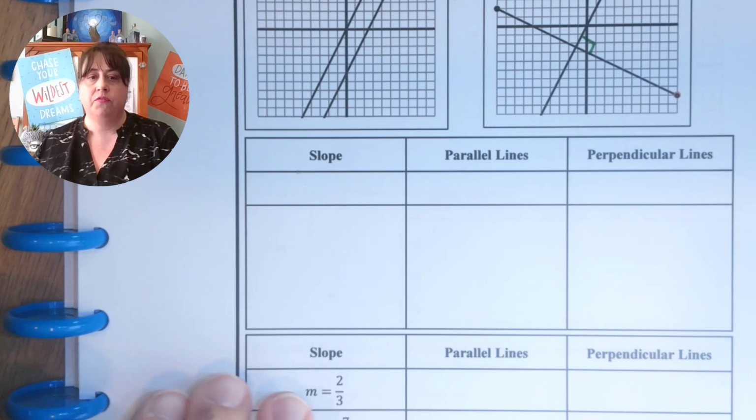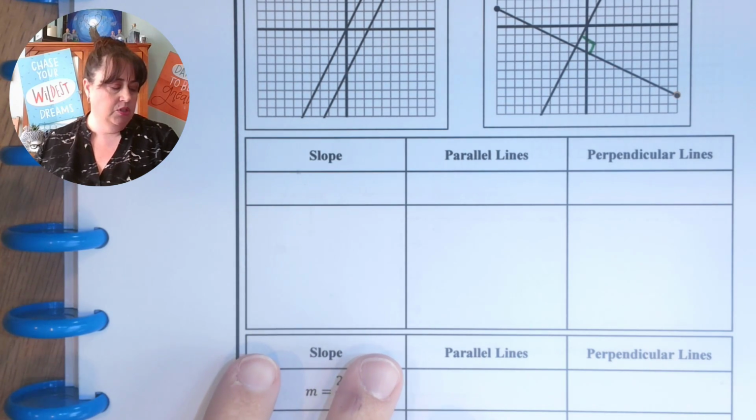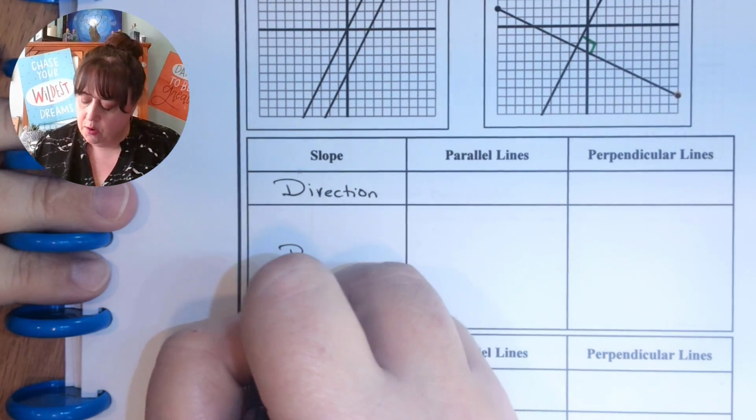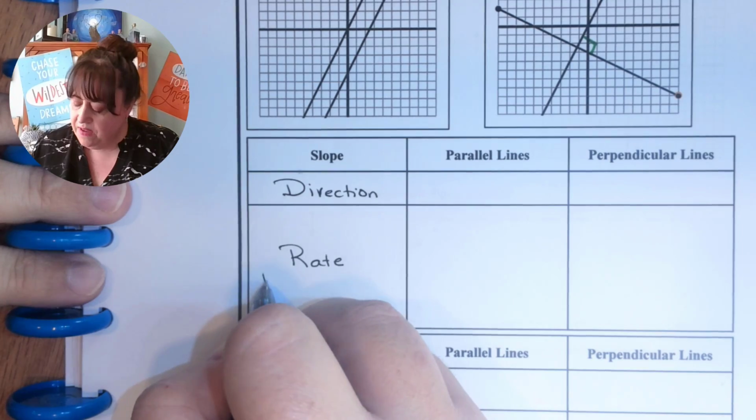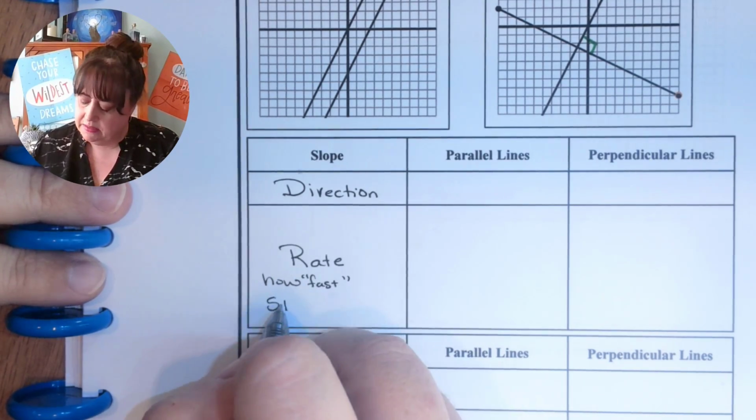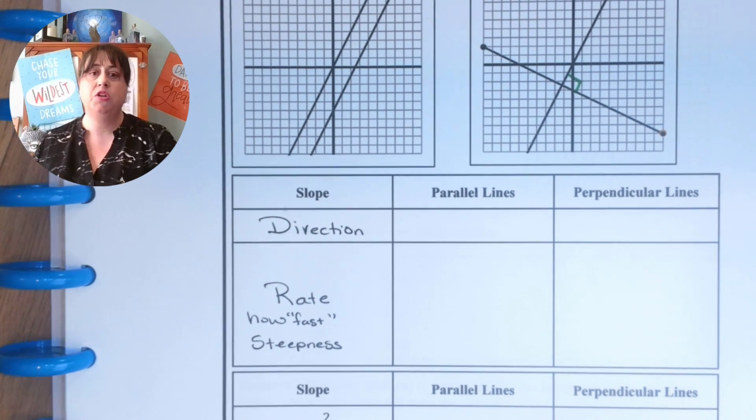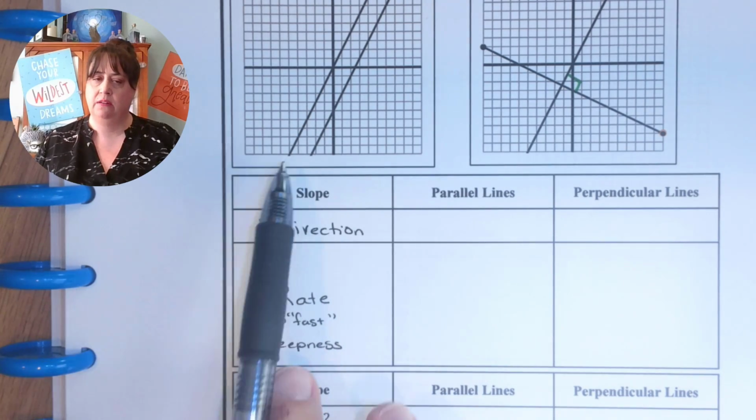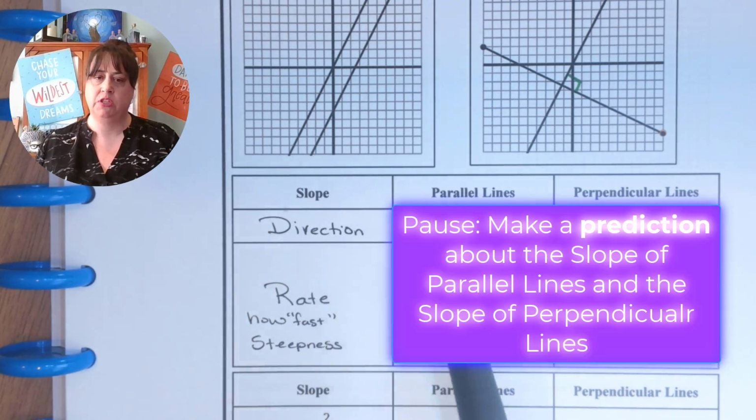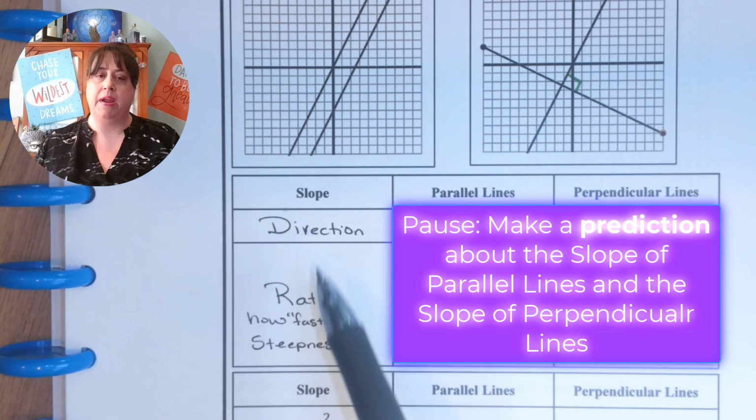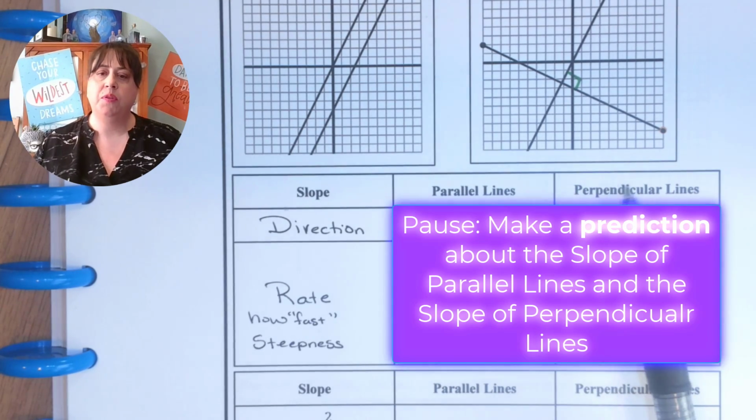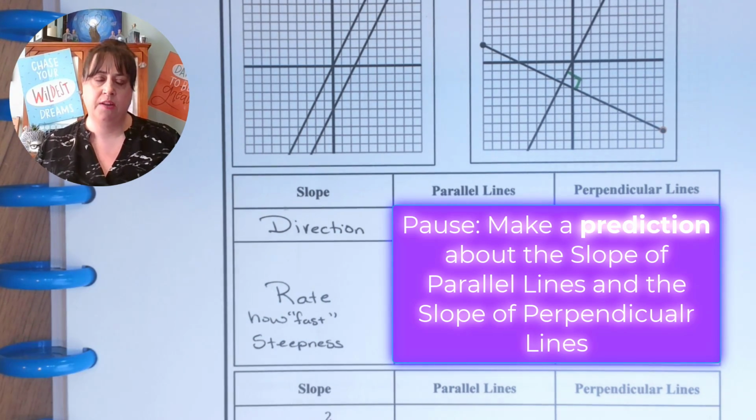So let's look first at some ideas that we know about slope. Slope gives us information about their direction and their rate, or how fast, or their steepness. What I'd like you to do is predict what you think about parallel lines and how you would talk about their direction in relationship to slope, and their rate in relationship to slope. I'd like you to predict that first before we actually get there, along with perpendicular lines and their direction and their rate. So go ahead and pause this and think about that and then come on back.